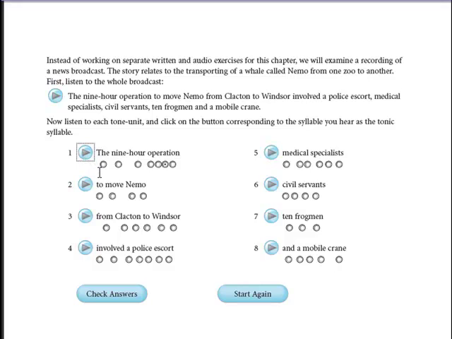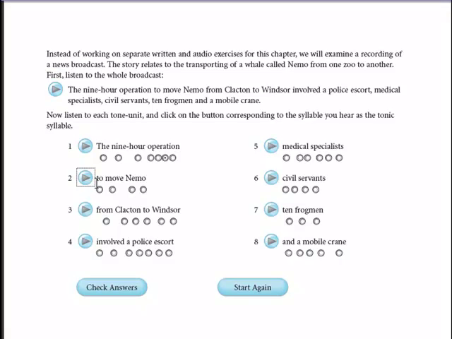Let's try the next one on your own. To move Nemo. It happens here. You tell me the next one. From Clacton to Windsor. Of the 6 syllables, where does the tone start to change? That's right. Wind. The 4th tonal unit.